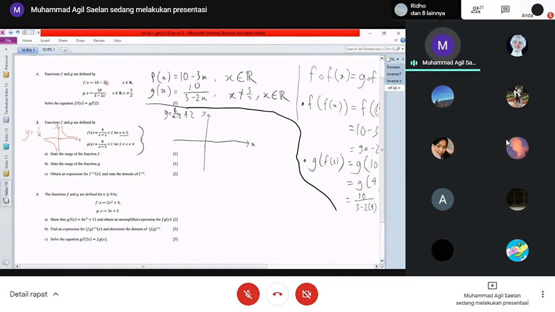Oh, jadi asymptote itu apa? Asymptote yang ini ya. Kalau kita gambar seperti ini, nah asymptote yang ini. So x cannot equal 2, and that's the asymptote.